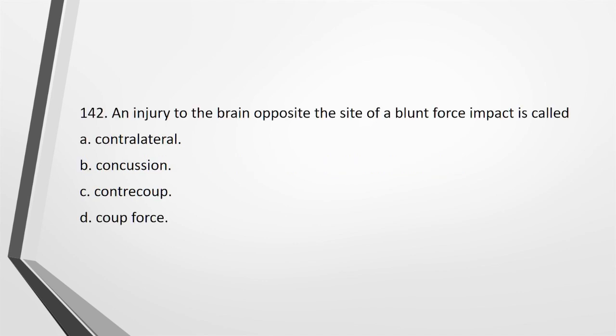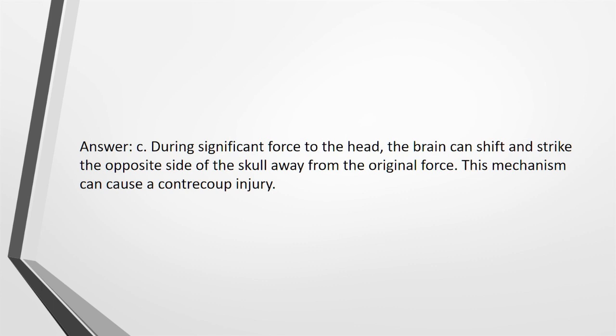142. An injury to the brain opposite the site of a blunt force impact is called A. Contralateral. B. Concussion. C. Contracoup. D. Coup force. Answer. C. During significant force to the head, the brain can shift and strike the opposite side of the skull away from the original force. This mechanism can cause a contracoup injury.